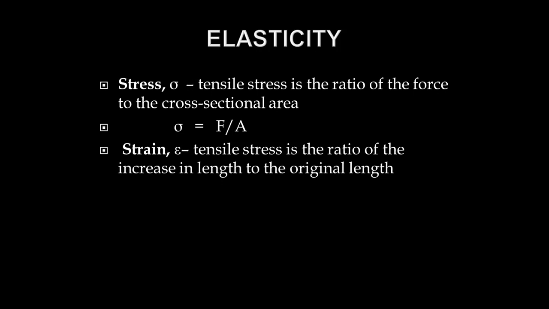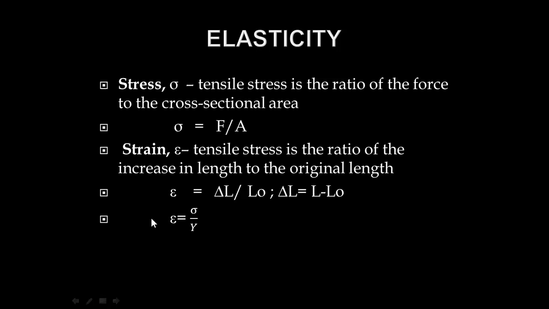Strain is represented as epsilon. It is the ratio of the increase in length, here your elongation, to the original length. So we have this formula for your strain: epsilon is equal to elongation, or delta L, over L0. Your elongation, delta L, is calculated as the stretched length of a body minus the original length of the body prior to being subjected to a stress.